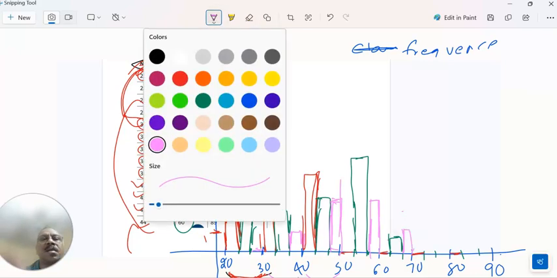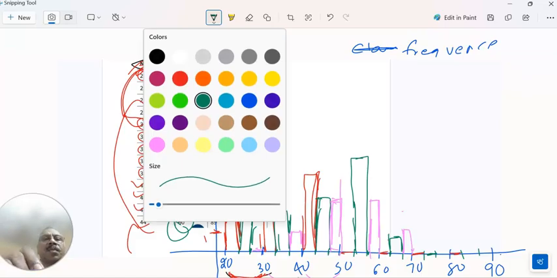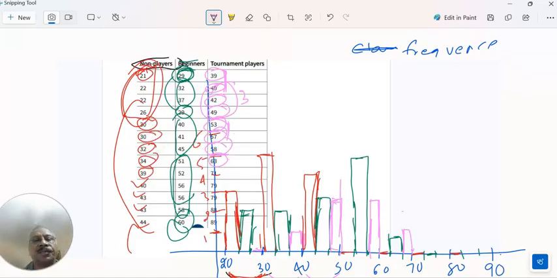Then 70 is, and this is nothing because it's over. And if you see the pink color, next is 71 to 79, and there are 3 of them. So this will be 3. And again, 80 to 89, there are 2. So this will be 2.